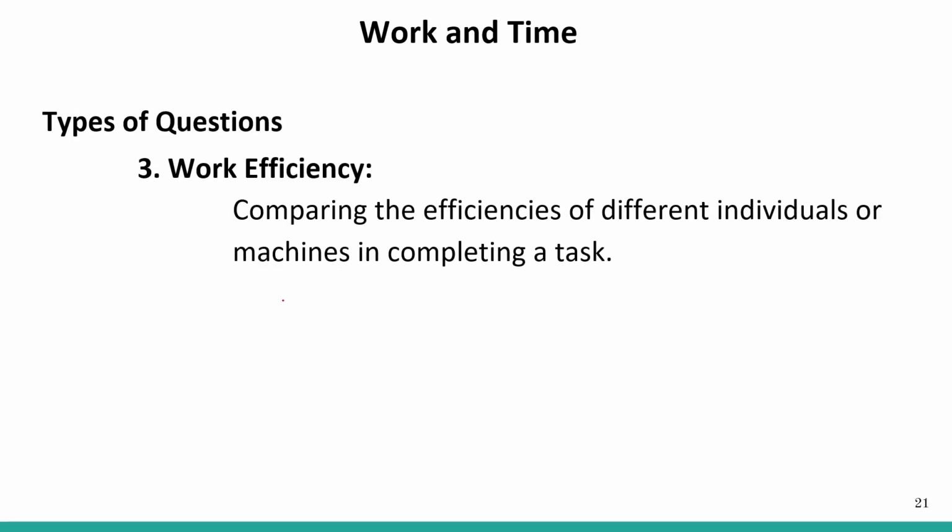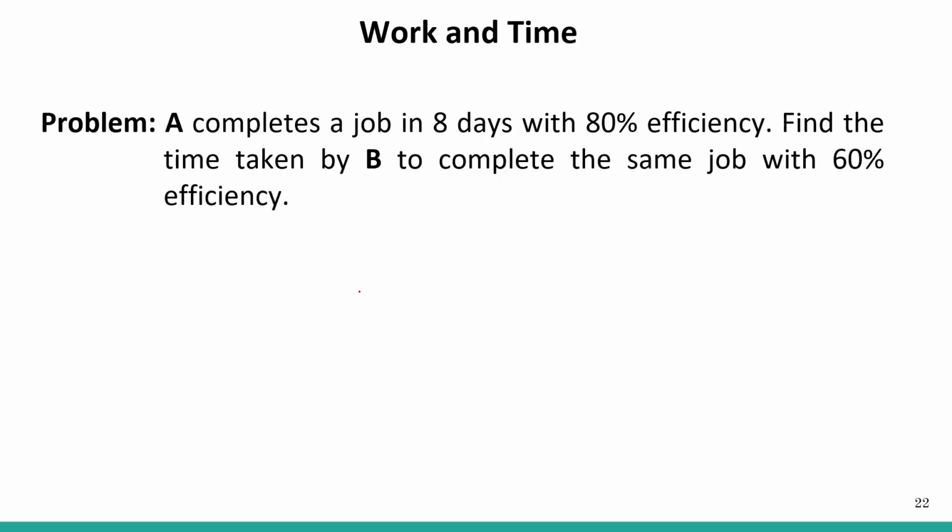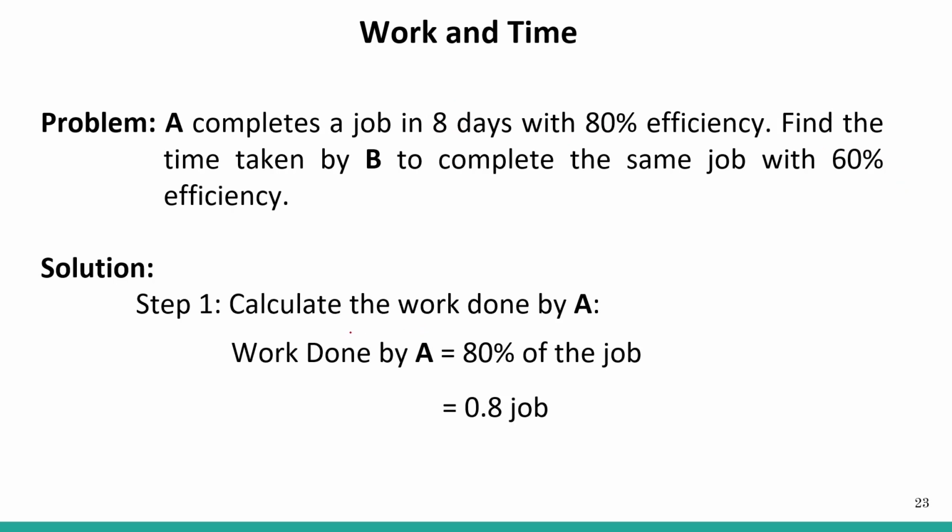Let's see the third kind of question, that is on work efficiency: comparing the efficiency of different individuals or machines in completing a task. Let's see a problem on this to get a better gist of it. A completes a job in 8 days with 80% efficiency. Find the time taken by B to complete the same job with 60% efficiency. Given that person A completes the job in 8 days with 80% efficiency, find the time taken by B to complete the same job with 60% efficiency.